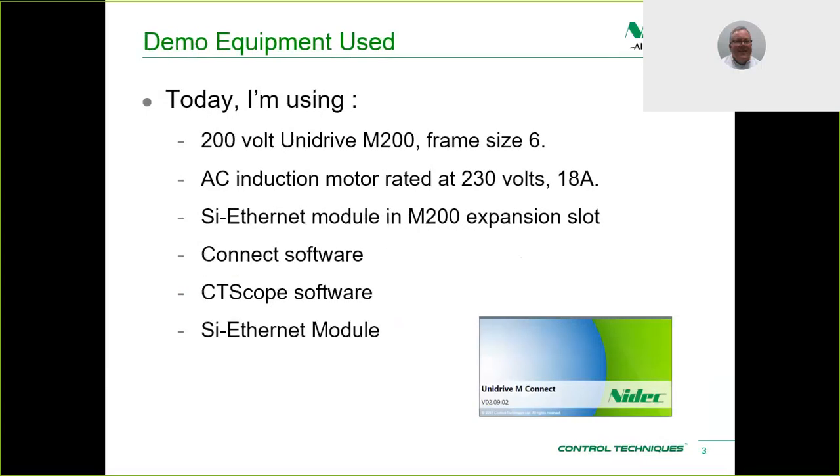So again, I'm using a 200-volt Unidrive M200, frame size 6. That is connected to a straight old AC induction motor that's rated for 230 volts at 18 amps. I have plugged in an SI Ethernet module in the expansion slot in my M200. The reason I did that is because that makes life better when I'm looking at CT scope, which I'm also going to be using. So it's not a requirement, it's just an option that makes the graphing or plotting of the performance of the PID easier. And then, of course, Connect software. And today I'm using the latest version, which is 2.10. It just got released the other day. So that's not critical either. That's just what I happen to be using. So these are the things that I'm going to be using for the equipment.